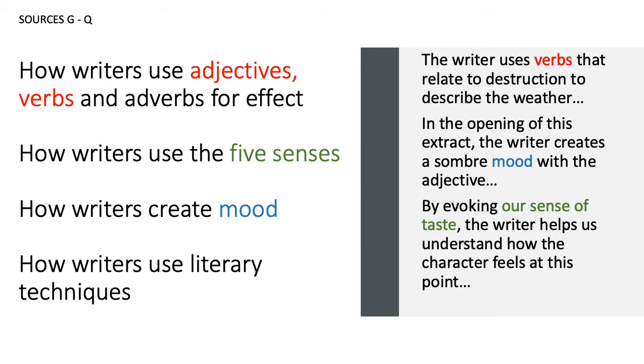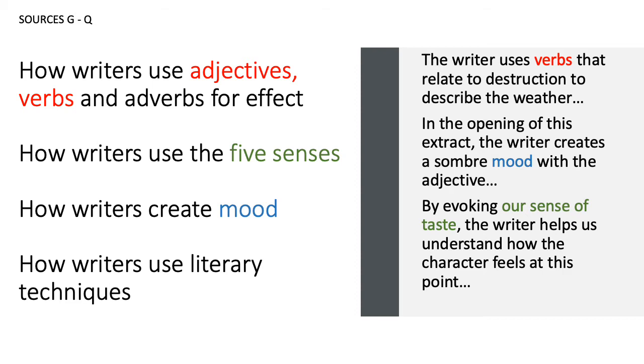So just to recap, in sources G to Q for question 2, with the different sources, you have looked at how writers use adjectives, how they use verbs and adverbs, how they use the 5 senses, how they create mood, and how they use literary techniques such as onomatopoeia, personification, similes and metaphors. On the right hand side, these are some sentences that I've taken from the work that you've done, and in those sentences you can see where you've been getting used to writing about these techniques, writing about these methods.